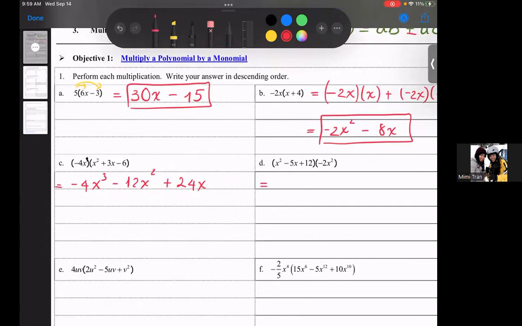Right, you guys try D. See how you got D. Anyone have an answer? Yes, go ahead. Hang on. So you guys have the same thing? Yeah. Right. So you okay with this?